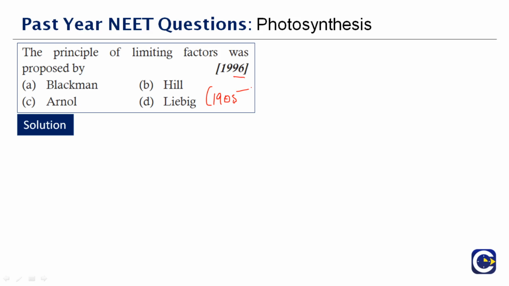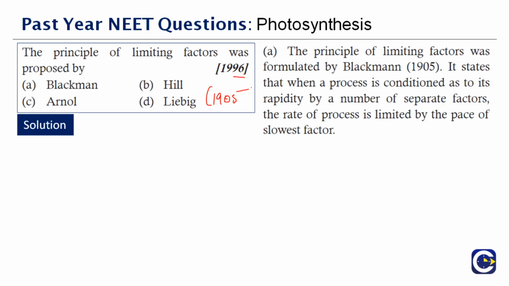When you're about to start something, if so many disadvantages come in your way, you have so many limitations. So what happens to your work? Will it proceed very fast, or will it be slow? That is what he is talking about here. When there are too many limiting factors, when a process is going on, when a reaction is carried out, the reaction will only get slower. That is what is brought about in this principle. This law was actually proposed by Blackman. The correct answer is option A.